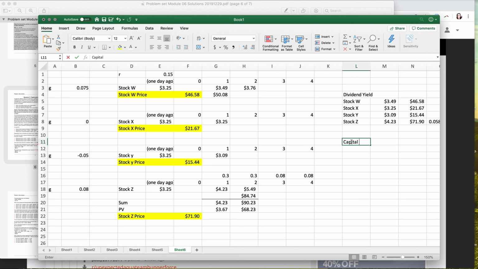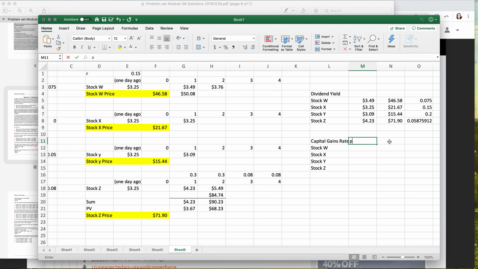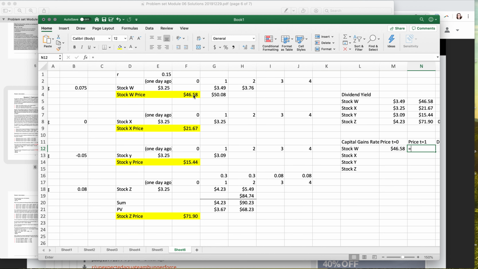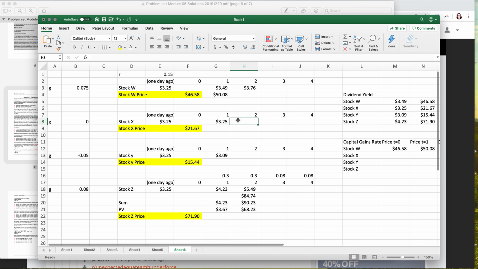Let's do capital gains rate. The price at T equals 0, the price at T equals 1, the dividend that we got. Okay, so for this one, that's the price that we would pay at T equals 0. This is what we would sell it for, and this is the dividend that we would get. All right, let's do it again here.